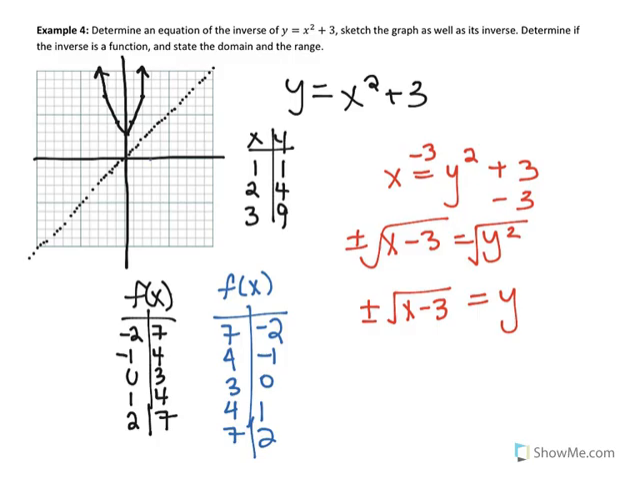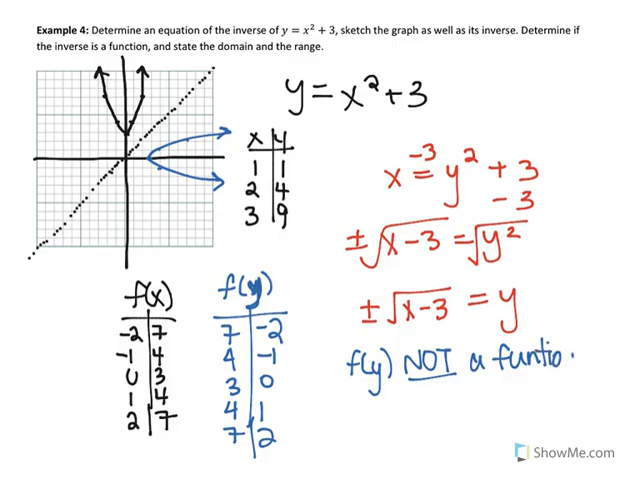So it would look like this. That's 8. Oops. So there is our inverse graph. Now we have to check to make sure this is a function. This is supposed to say f of y. So f of y is not a function. And the reason it is not a function is because it does not pass the vertical line test.